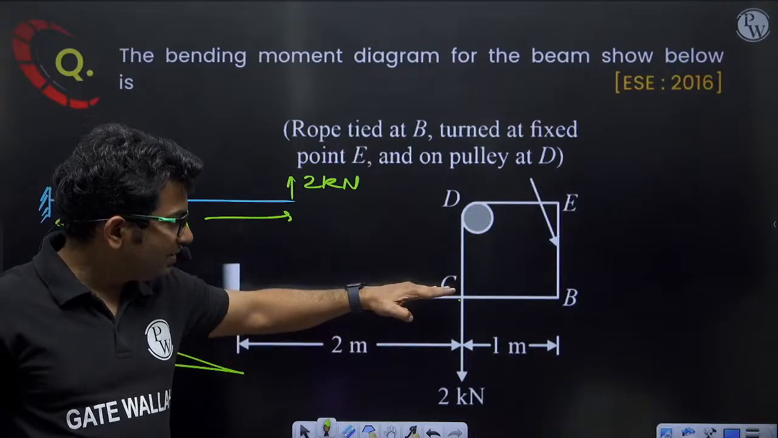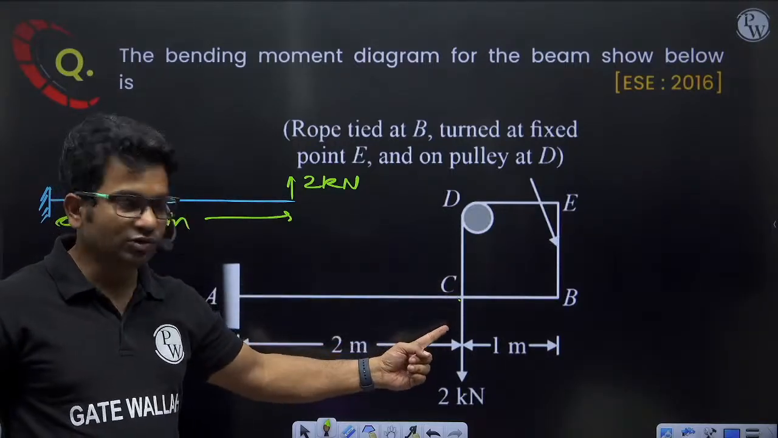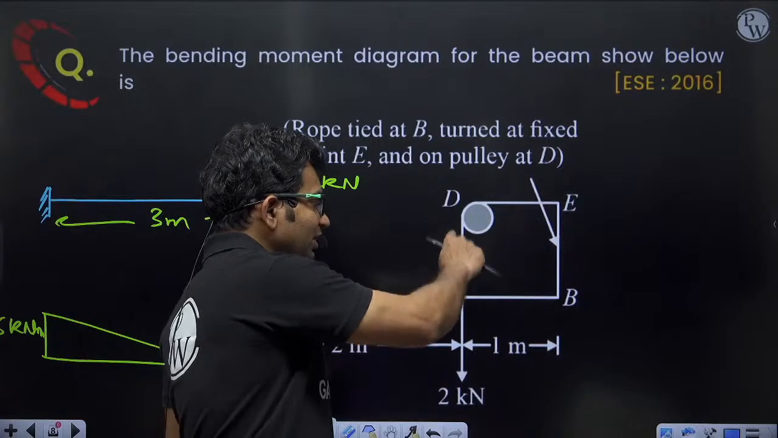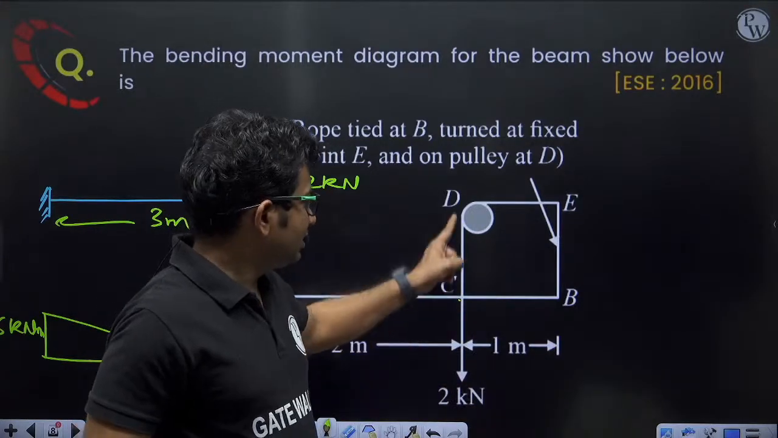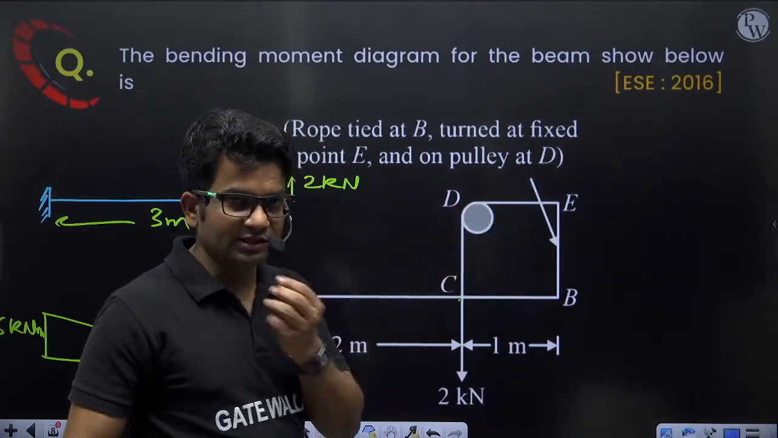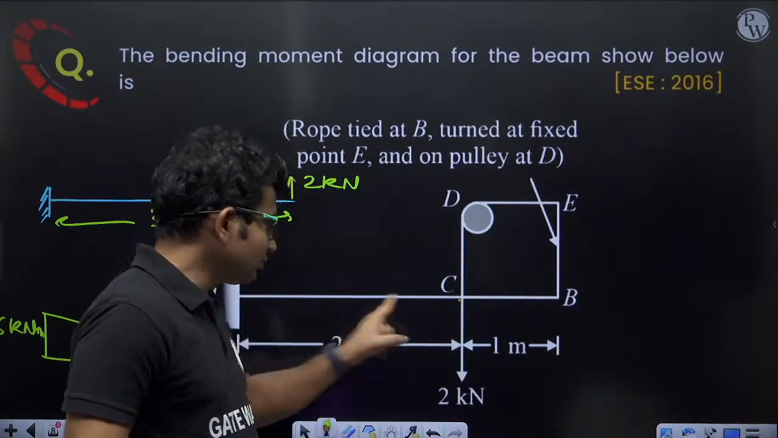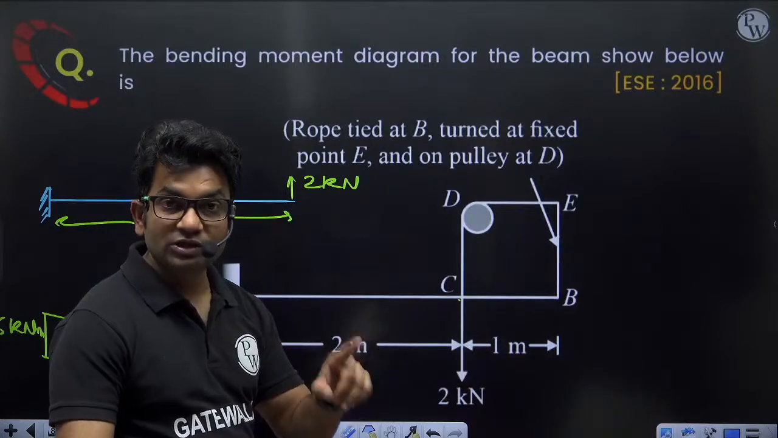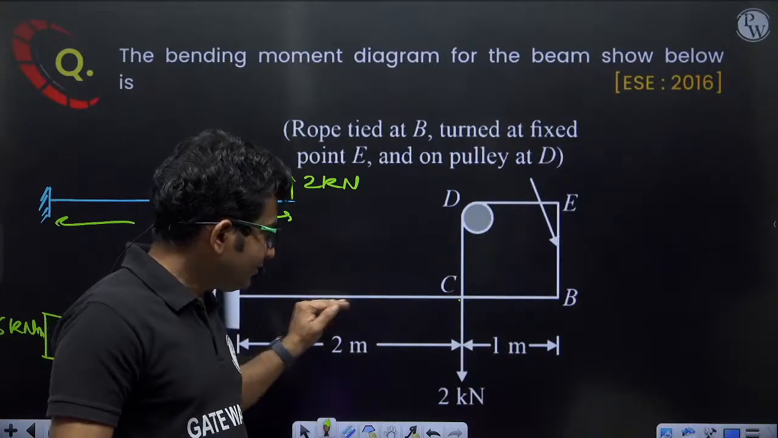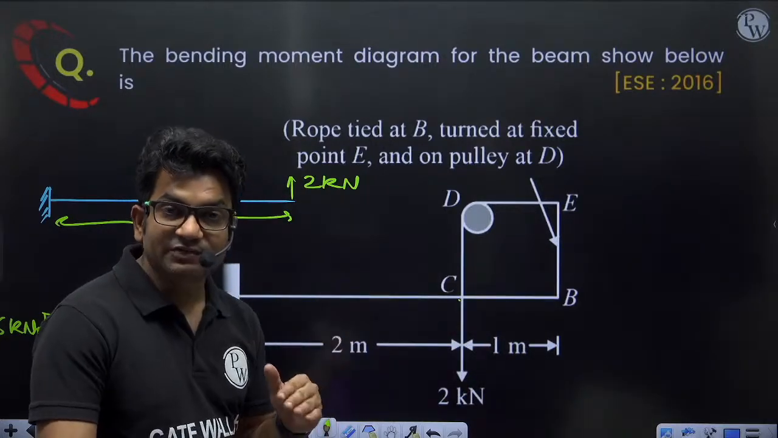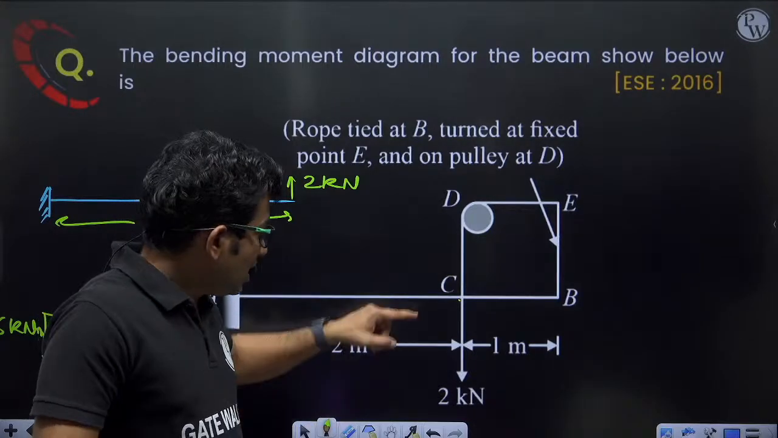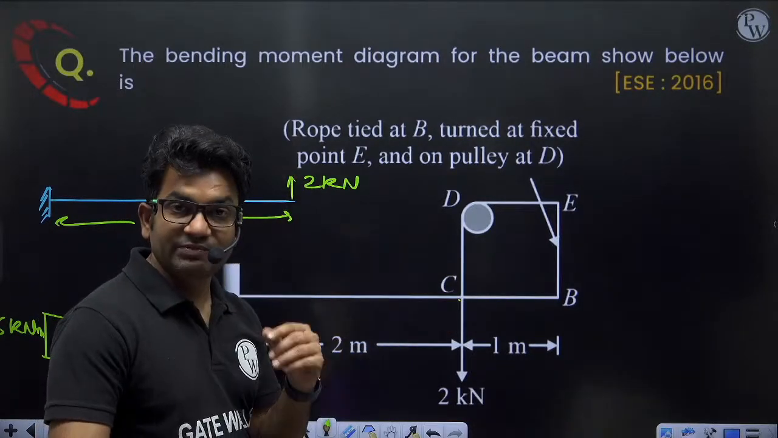So the beam will be resisting some part of the 2 kilonewton, and there will be somewhat less tension in the rope here. How much less tension? That will depend on the EI of the beam. EI means flexural rigidity. How much deflection will there be here? That we have to calculate.